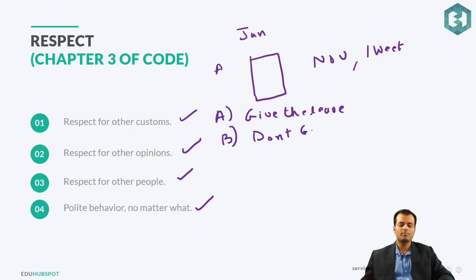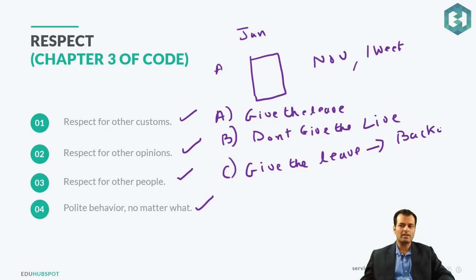B, don't give the leave, because you did your best in telling them, and it's an important deliverable, you may lose money out of it, right? C, give the leave if they find a backup. If they find a backup, give them the leave. D, tell them to work overtime, complete everything, and if they do, then give them the leave.